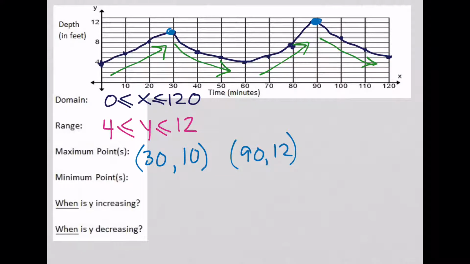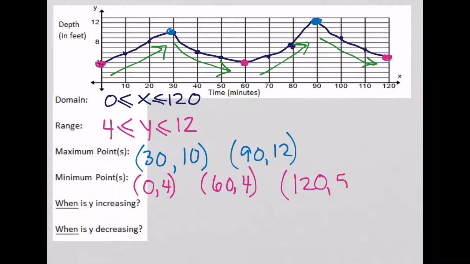Okay, so a minimum point is at the bottom. That's where you're decreasing. So you can see that there are 3 minimum points here. So one minimum is at (0, 4), and another is at (64, ...), and then the last one is at (125, ...). Those are the 3 minimum points. They're at the very bottom after it's been decreasing.